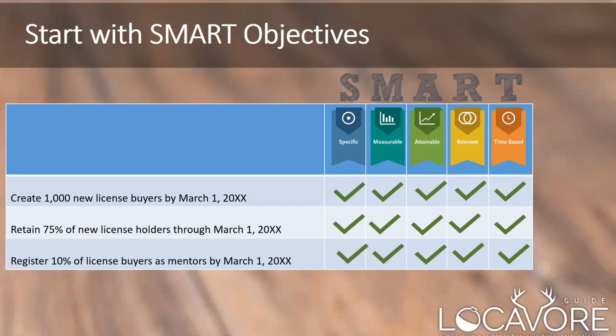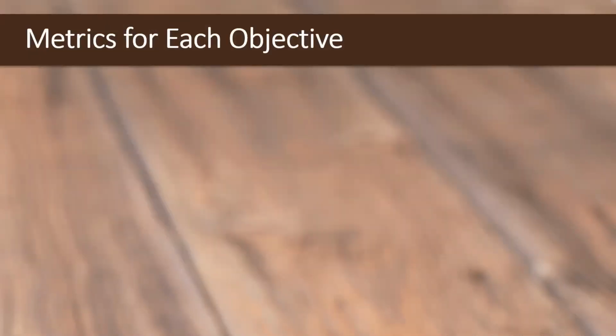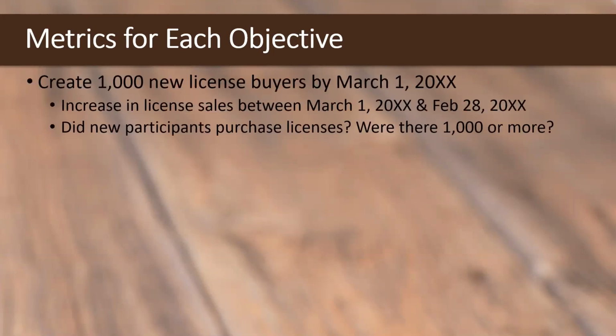So when we think back about the SMART objectives that we used in the last segment, those just fake objectives that we made up but that didn't meet the criteria of SMART objectives, we want to take a look at those and think about metrics for each of those. So in that first fake objective that we built last time, creating 1,000 new license buyers by some unknown date, how would you measure that?